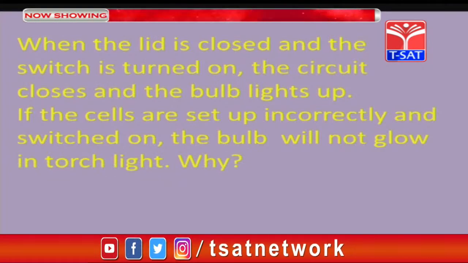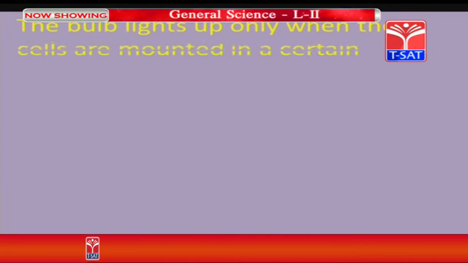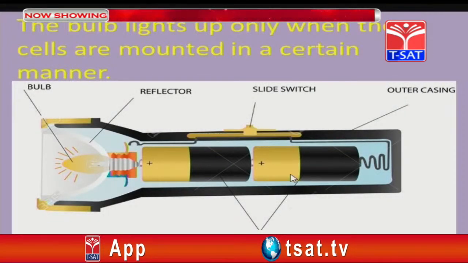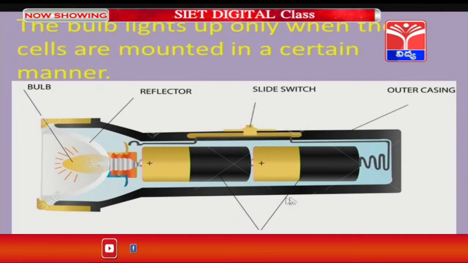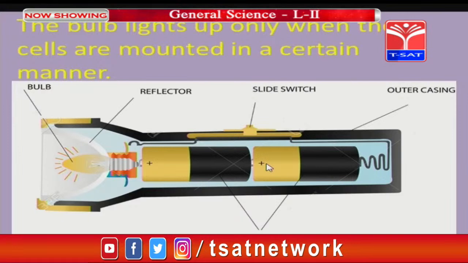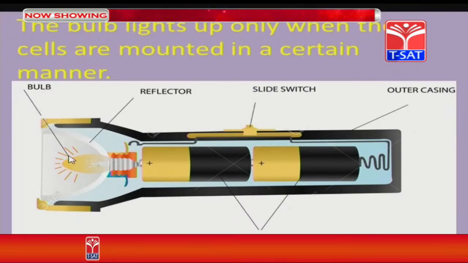Why? Now let us see. The bulb lights up only when the cells are mounted in a certain manner. Now here you observe, the bulb is lighting up. Now the cells are arranged so that the negative terminal of the battery is attached to the positive terminal of the other battery. The switch is on, and the bulb is glowing.